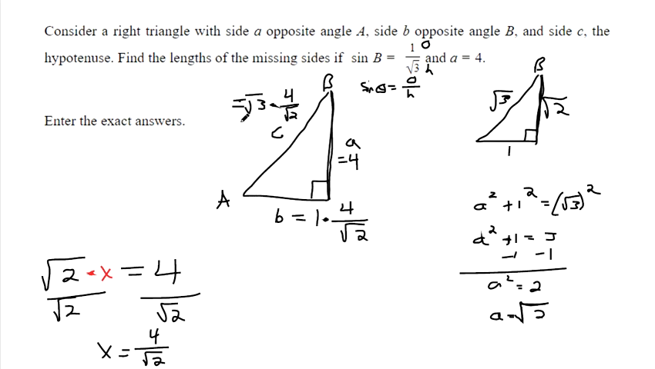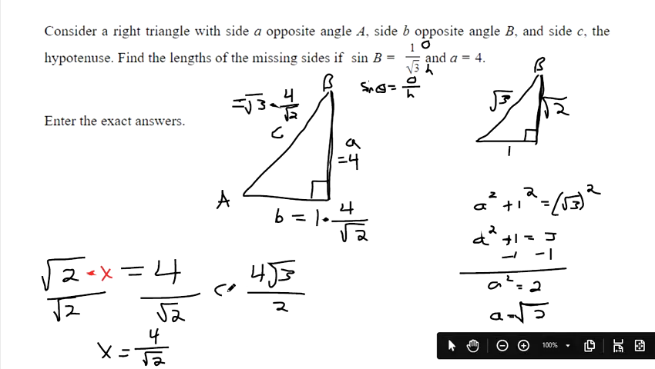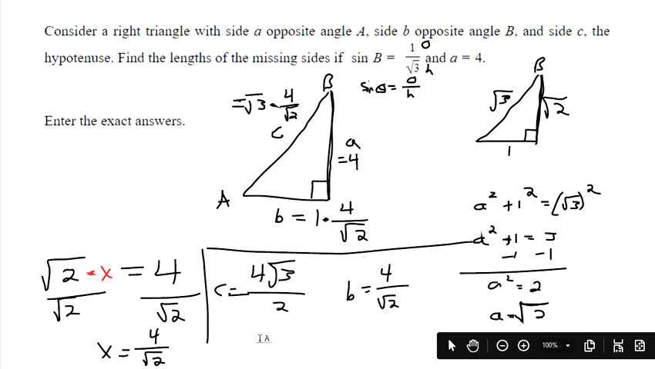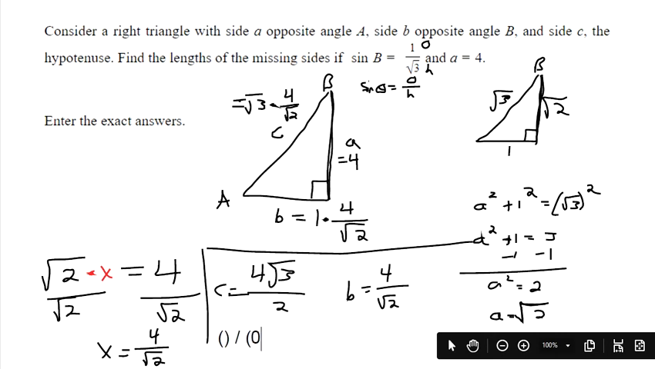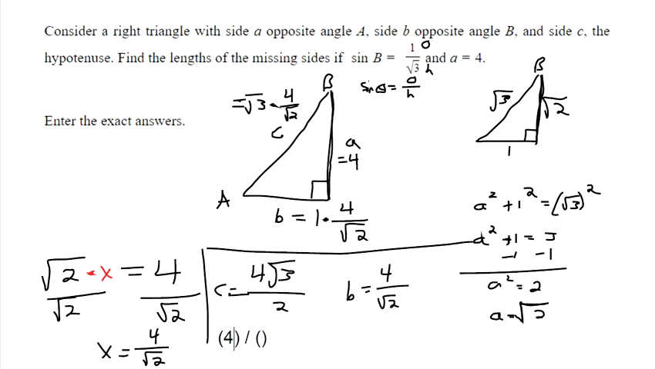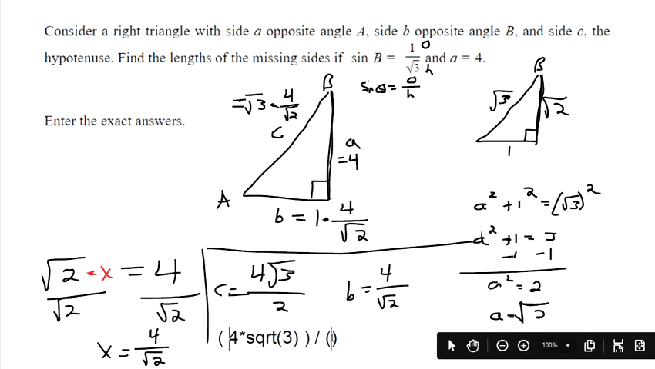To finish this out, though, square root of 3 times 4 over the square root of 2, a cleaner way of writing that is like this. That's our c. And then our b, 1 times 4 over square root of 2, that's just 4 over square root of 2. And the way I'd type these out in Mobius is parentheses in the numerator divided by parentheses in the denominator. This would be 4 times square root of 3. Too many parentheses couldn't hurt, but could help.